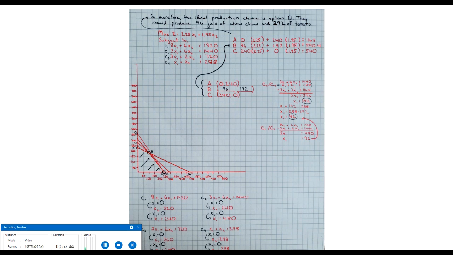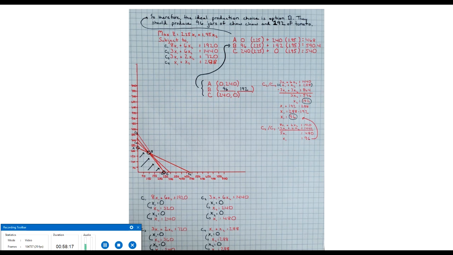$468 in revenue. At point B, $590.4 in revenue. And at point C, $540 in revenue. So therefore, the ideal production choice is option B. They should produce 96 jars of chow chow and 192 jars of tomato relish. That will, given their limited resources, make them the most money.